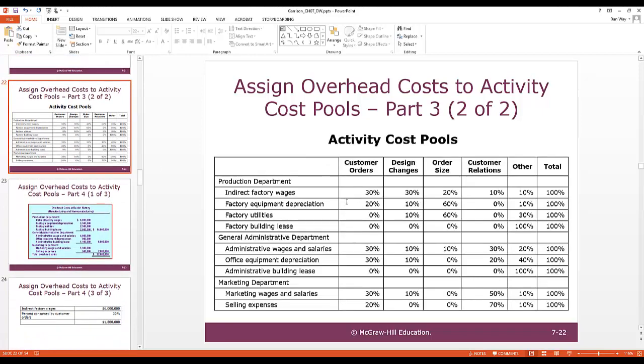Again, we won't be doing much of this in ACC 121 here. It's a little more advanced. These would just be based on estimates, again, from our employees, from management, from people that know the production process, just estimates of what they think each cost pool uses up of these individual costs.